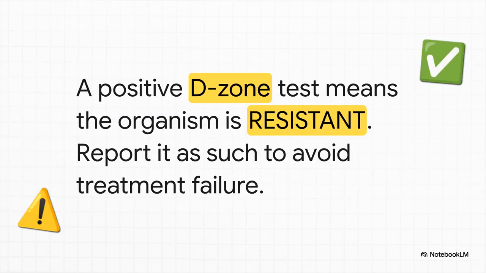And that D shape? It's a dead giveaway. If you see a D zone, it means resistant. Full stop. The isolate has to be reported as resistant to clindamycin no matter what the initial test said. If you miss this, you're setting your patient up for treatment failure.